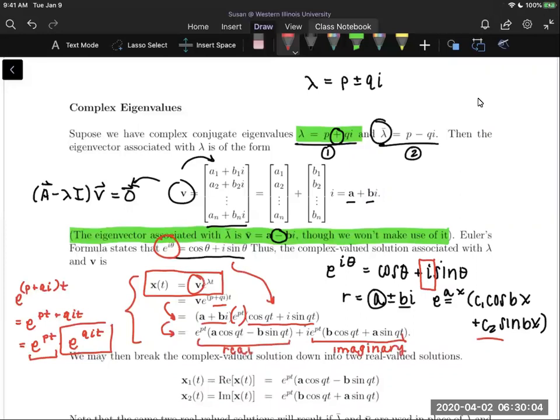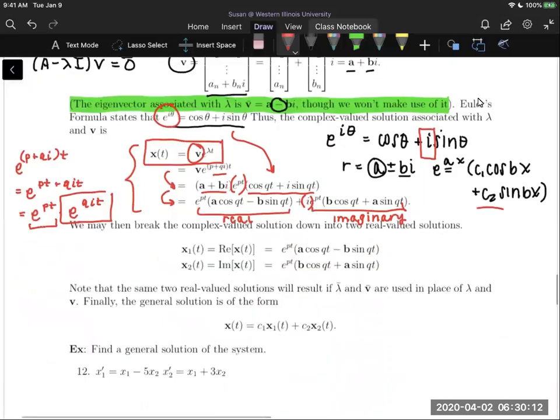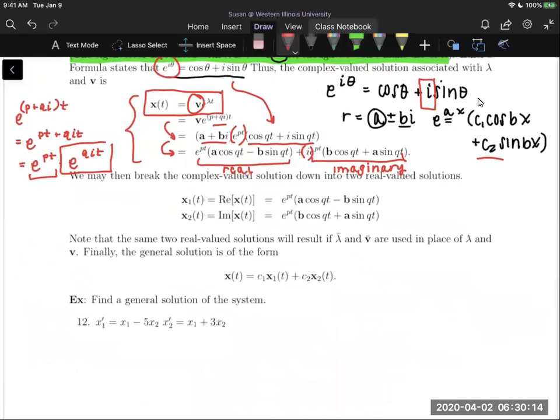Okay, so you'll notice this i out front. We've collected all of the i terms and we've collected all of the non-i terms and written those there. And then our final step here is to take those real and imaginary portions, and each of those individually becomes our two solutions, x1 and x2.